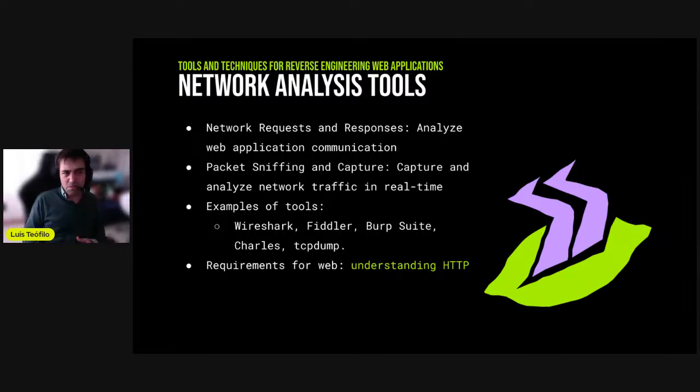So, one type of tools that we typically use for reverse engineering is, of course, network analysis. A lot of web applications communicate with APIs. We send requests, we receive responses, and analyzing the information that goes through the requests and the information we are getting from the servers helps us understand how the app works.